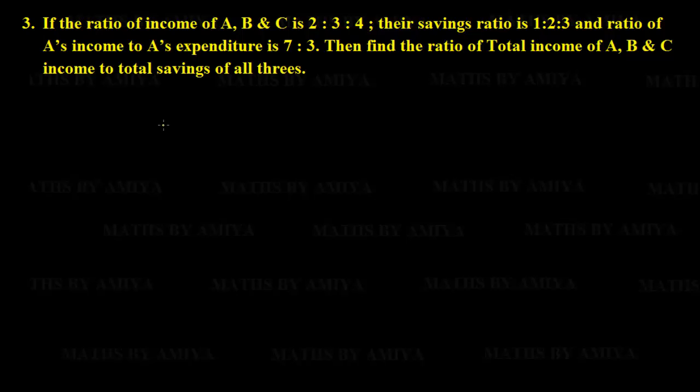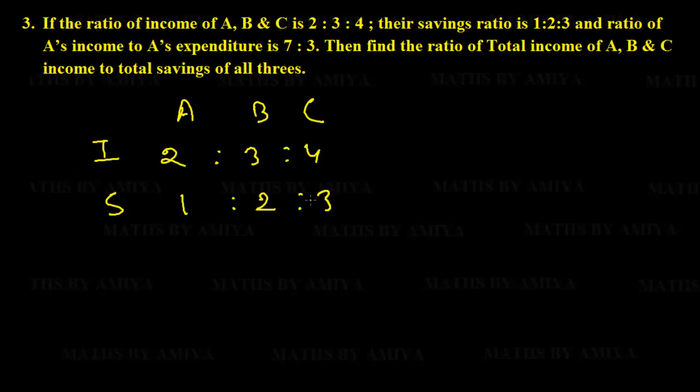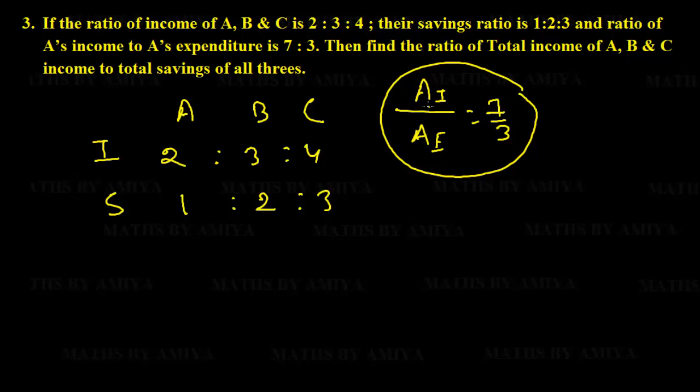I hope you have solved the question. The question is: we have the income ratio, which is 2 is to 3 is to 4. We have the savings ratio, which is 1 is to 2 is to 3. And we have A's income upon A's expenditure, which is 7 upon 3. The third ratio is of the same person, A's income upon expenditure.